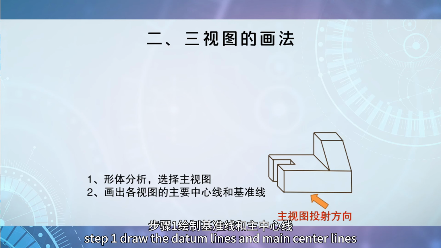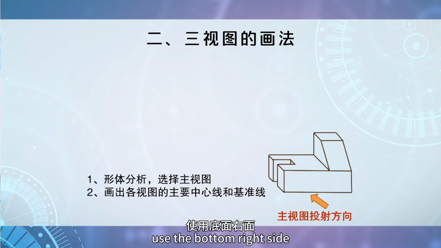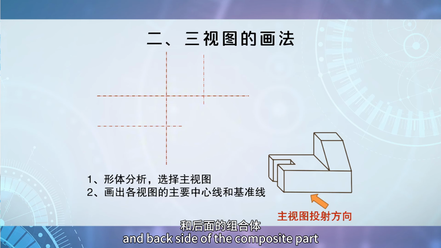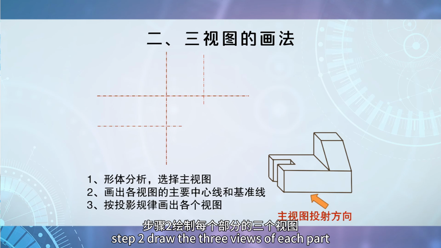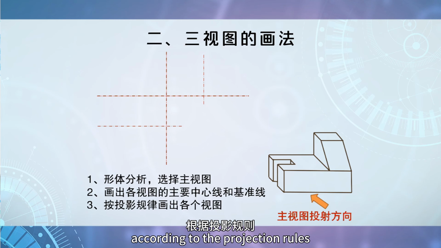Step 1. Draw the datum lines and main center lines. Use the bottom, right side, and back side of the composite part as the datum planes. Draw the datum lines. Step 2. Draw the three views of each part according to the projection rules.